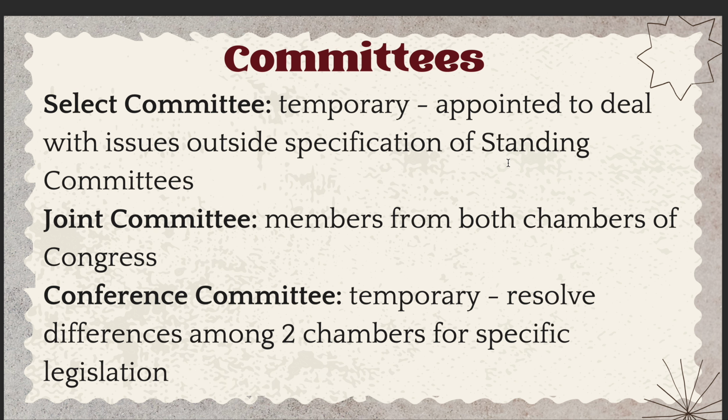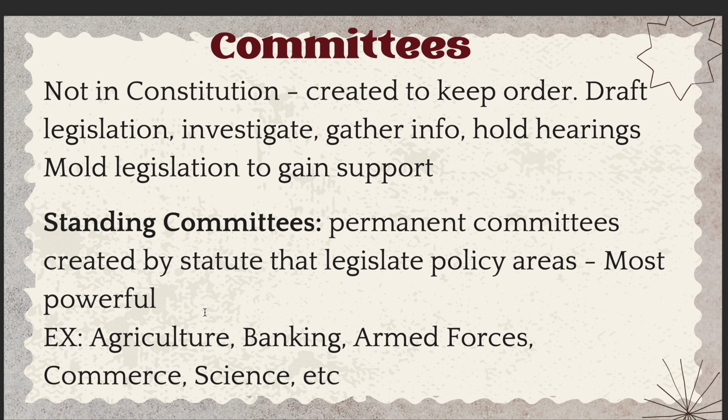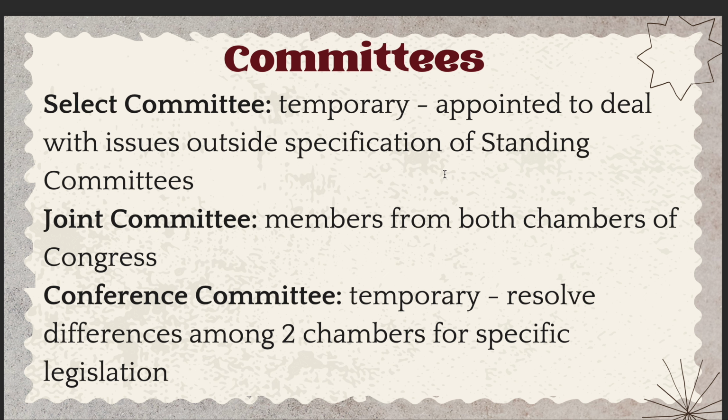The select committee is often temporary, and it is created to deal with things that do not fall within one of these already existing committees. A joint committee is members from both chambers. If you watched our voting video, a bill has to pass the House and the Senate to be passed. So the joint committee is members from the House and the Senate, and they'll meet to talk about what they think will pass in their own branch, or half of Congress.